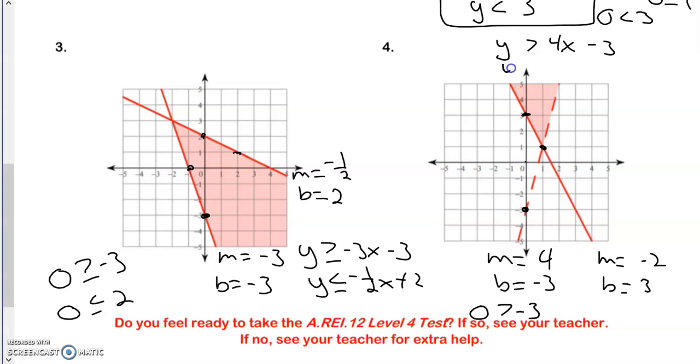Taking a look at the last one, I do y equals -2x plus 3. I see that it's a solid line, so it's going to be greater than or equal to or less than or equal to. And it looks like I'm going above that line. So let's see if this one's true. Is 0 greater than or equal to 3? That is a false statement. So I would be shading above, so it would be greater than or equal to.